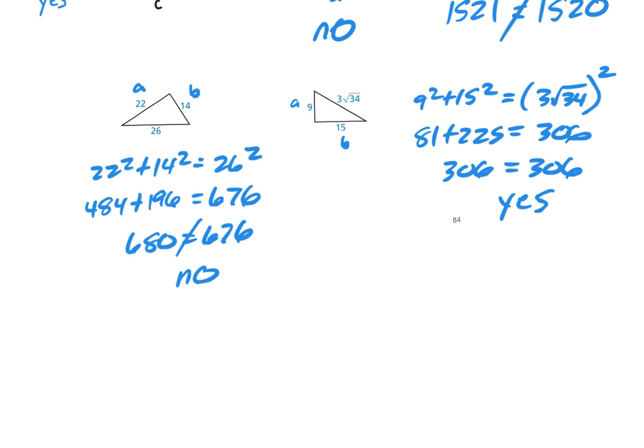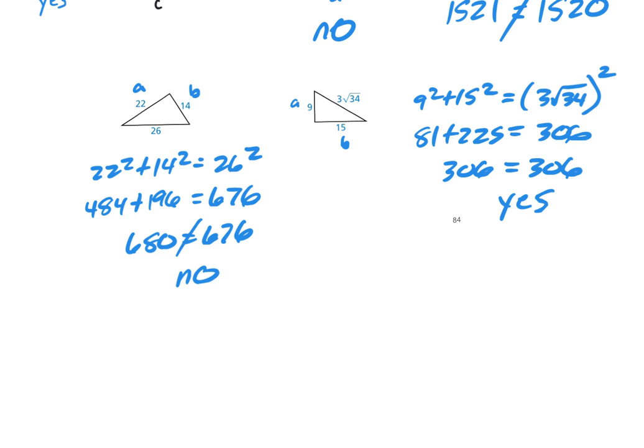What'd you get for the two values on the left and the right? 484 and 196. Okay, and if you added those two together, what'd you get? 680. And then what would 26 squared be? 676. So I get 680 and 676. Those two are obviously not congruent, so that would be a no.